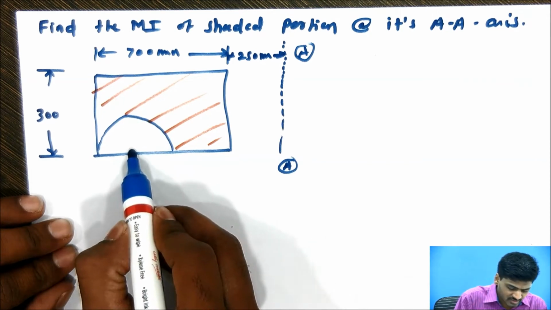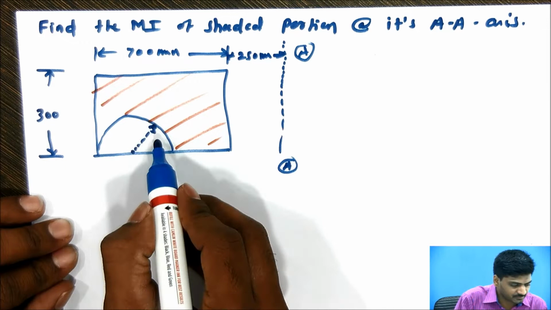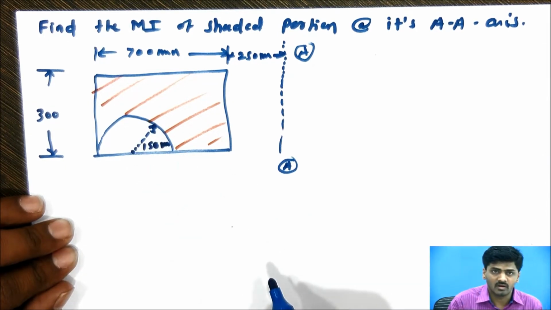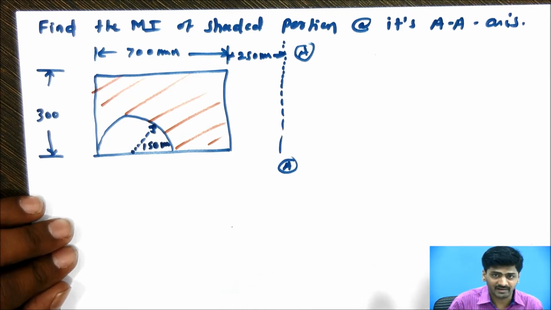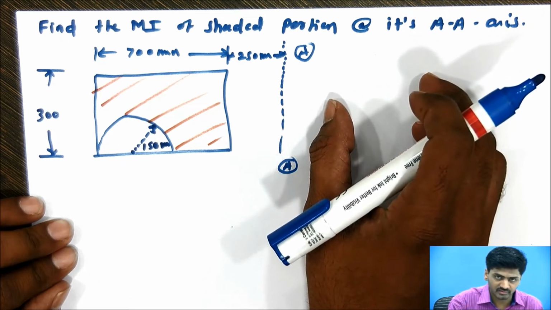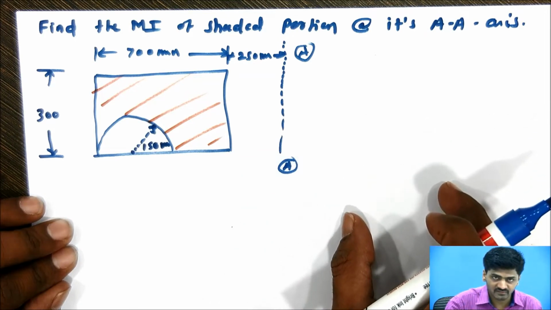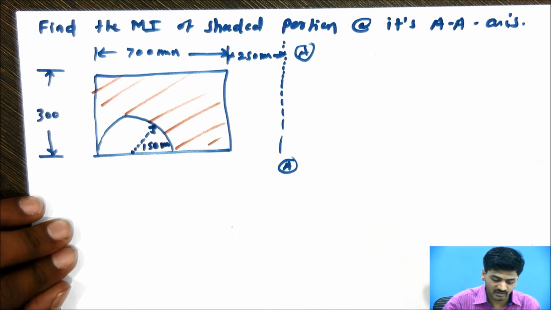Now another dimension remains, that is the radius of this particular semicircle. It is 150 mm. Now the steps are finalized. First step, calculate the area. Second step, consider the reference axis. Third step, consider the centroidal distances. Then find the centroid. Then find the moment of inertia.